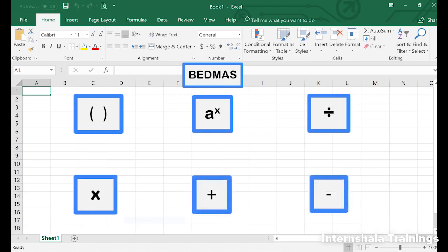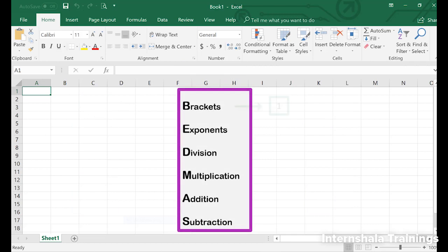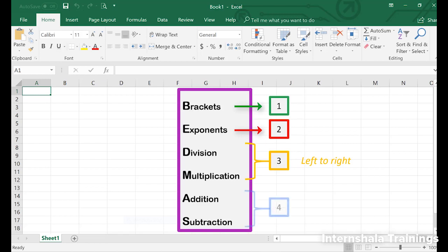When we have an equation with different mathematical operators, we calculate them following this order. First, we calculate anything inside brackets. Then, we calculate anything with exponents, followed by division and multiplication, which are calculated from left to right. And last but not least, we do addition and subtraction, again from left to right, so whichever comes first.